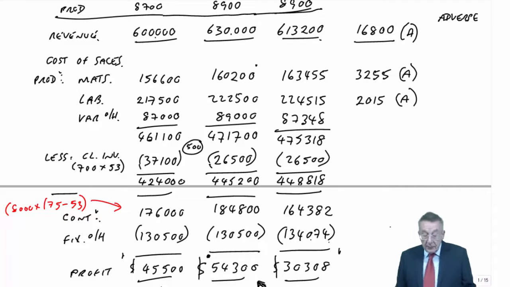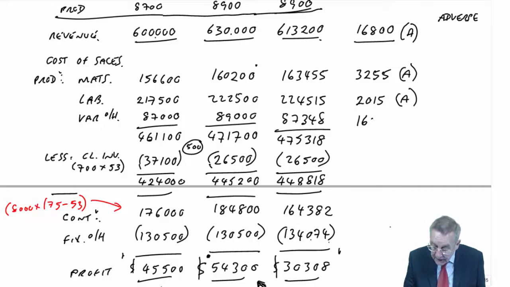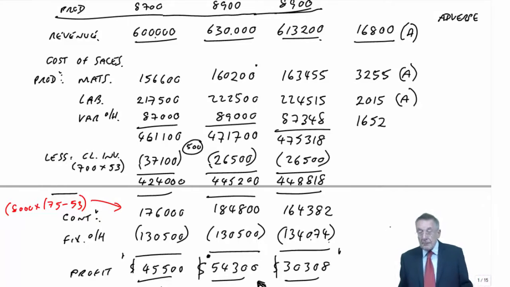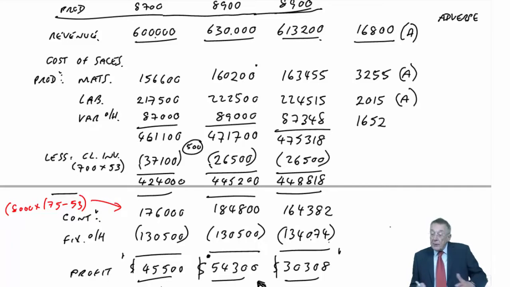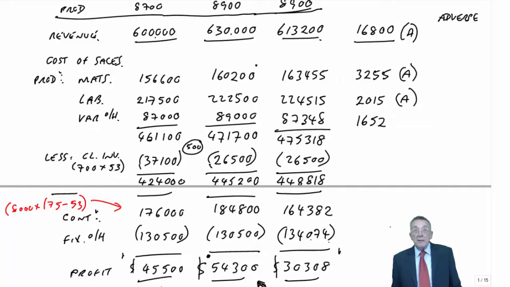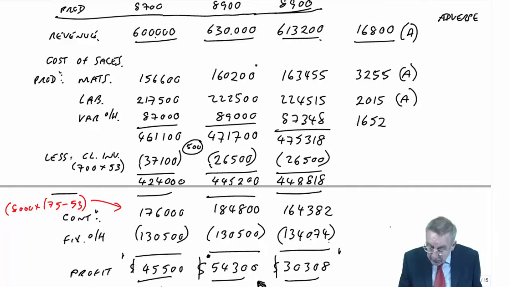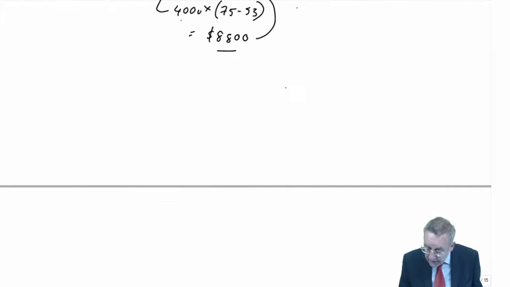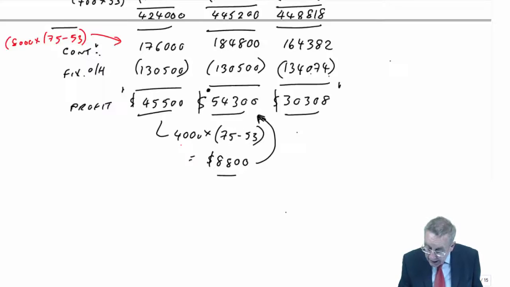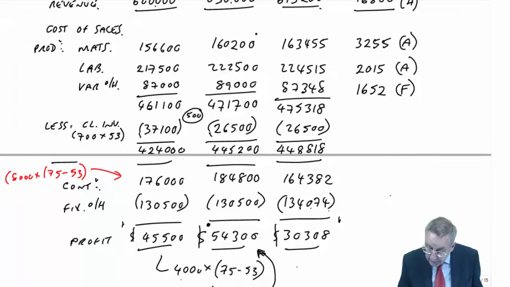Variable overheads. Oh, here we've done well. We expected to spend 89,000. We've only spent 87,348. We've saved 1,652. And of course, if we spent less, that on its own would result in more profit. Well, if there's more profit, we write F against it. F means favourable.